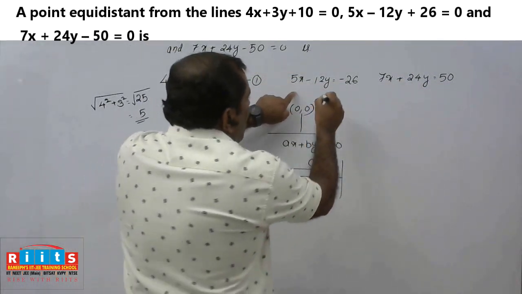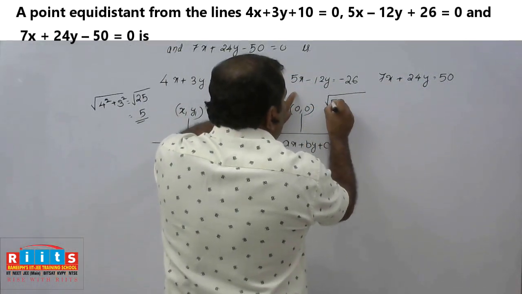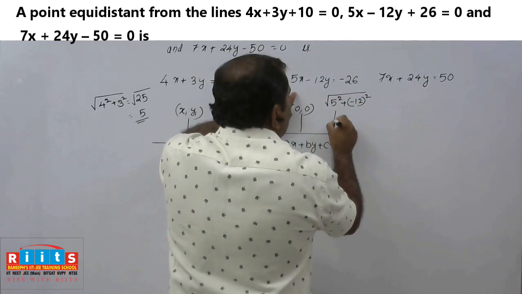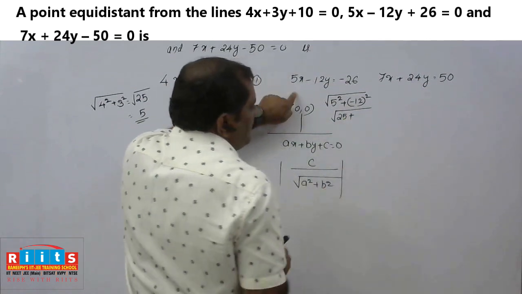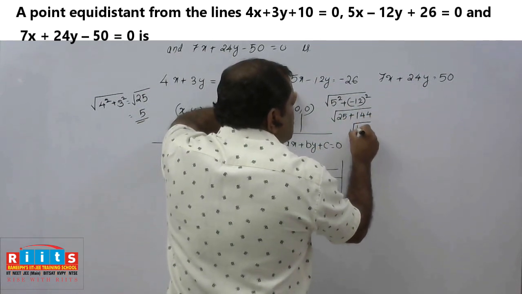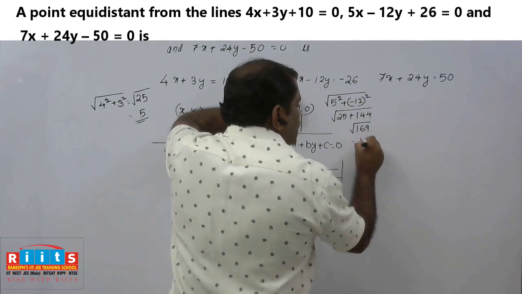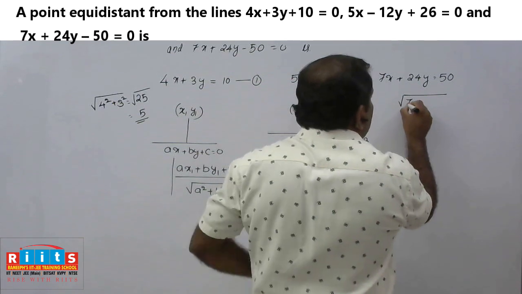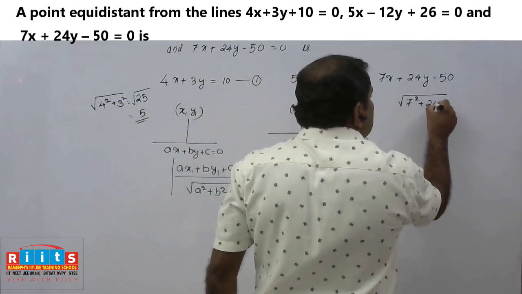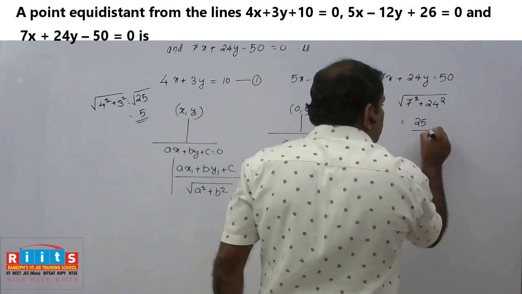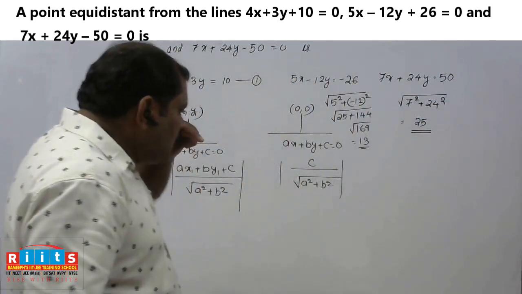Here root of a square plus b square, that is 5 square plus minus 12 the whole square. 5 square is 25, 12 square is 144, that is square root of 169, that is equal to 13. Here the coefficients, root of 7 square plus 24 square, that is equal to 25.